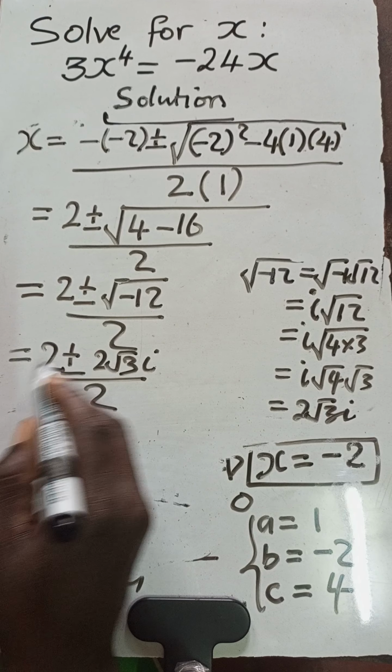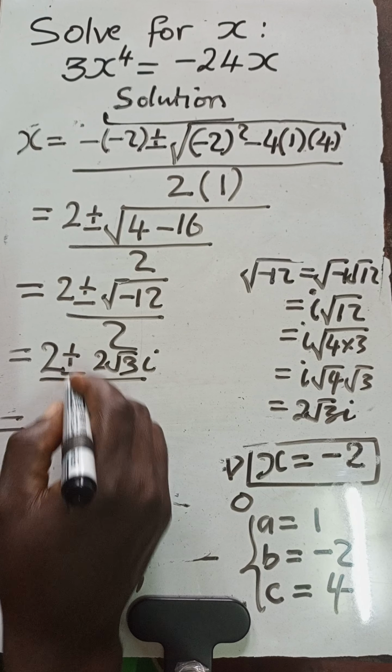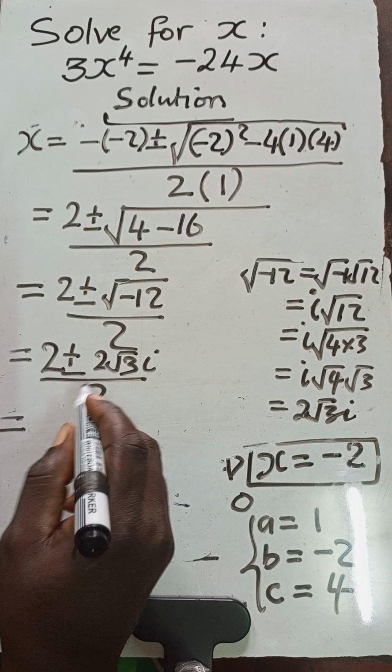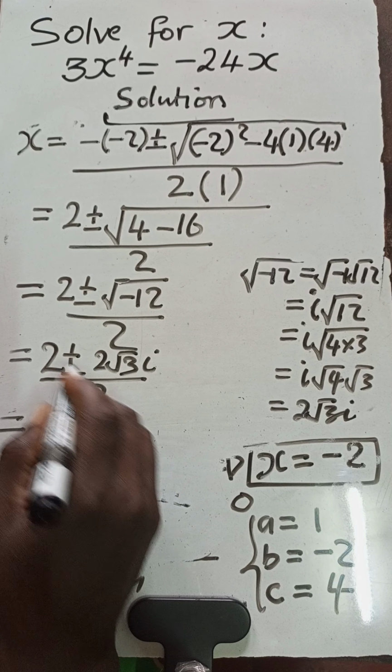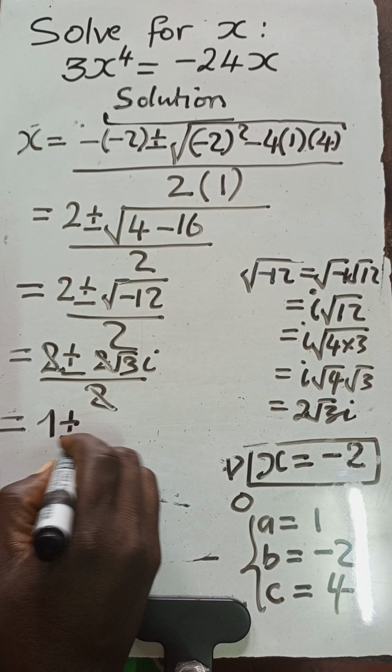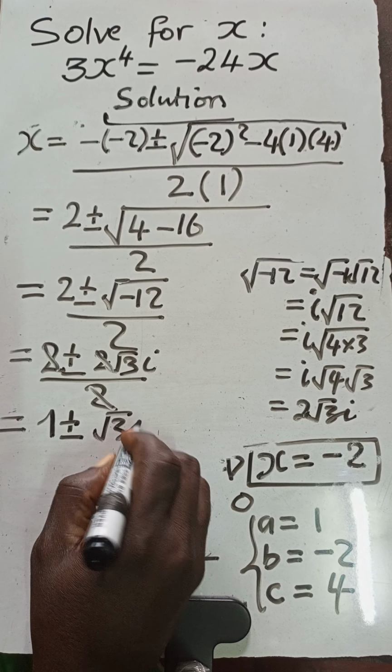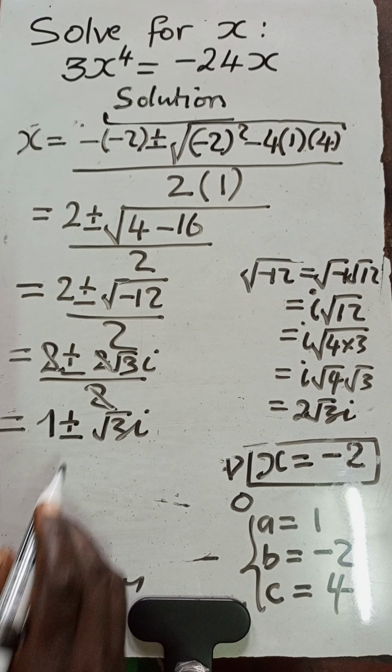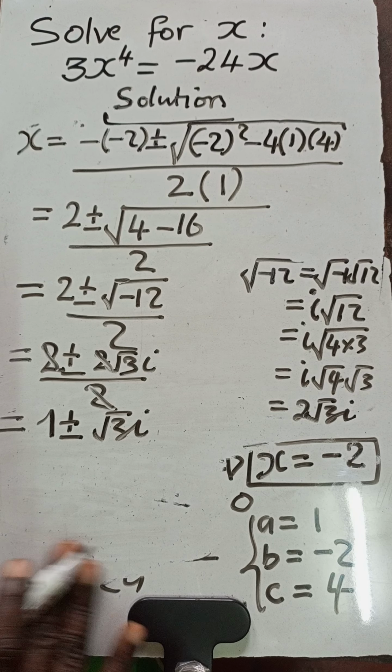See, we have 2 as common there. So 2 can divide all the members of this expression. 2 here gives 1, 2 there gives 1, 2 there gives 1. So we end up with 1 plus or minus root 3 i. Okay, so this gives us the remaining two solutions.